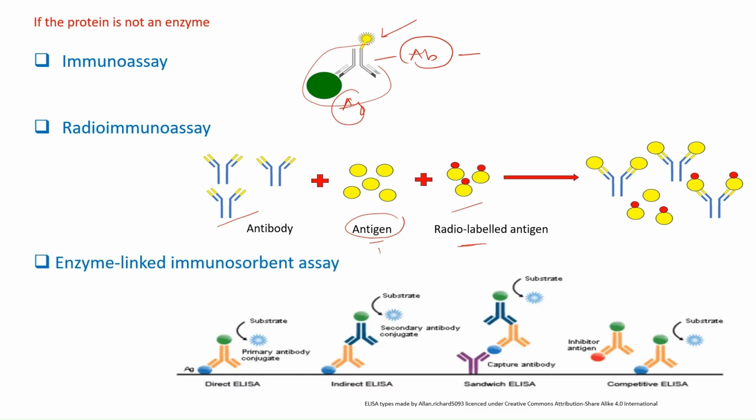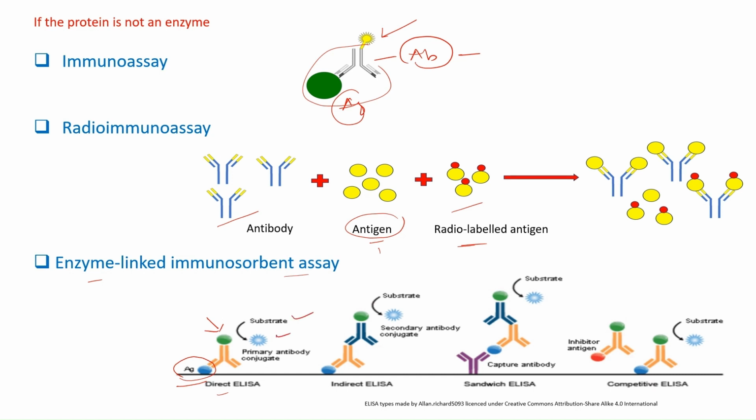Next is the enzyme-linked immunosorbent assay. Enzyme-linked means here we will use an enzyme to get our observable product. Now, what is happening? This is direct ELISA. The antigen is already bound to a plate, and a primary antibody binds to it. This antibody is linked with the enzyme which can convert the substrate into an observable product.